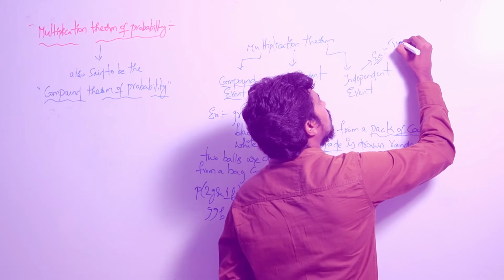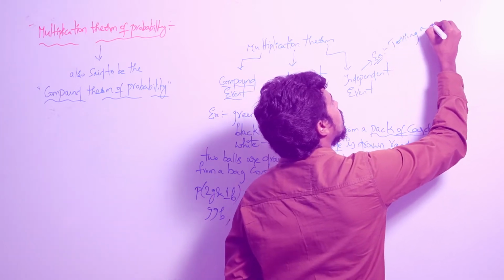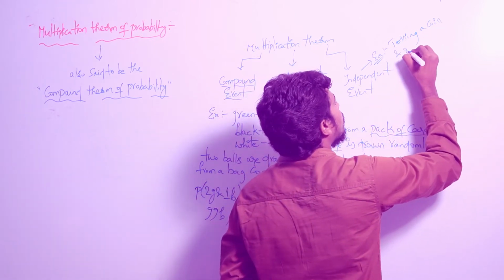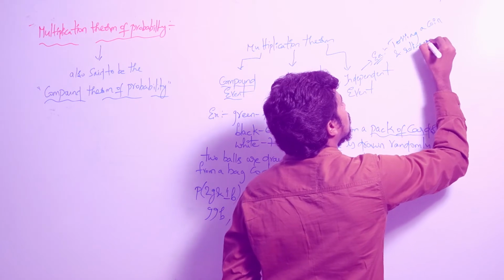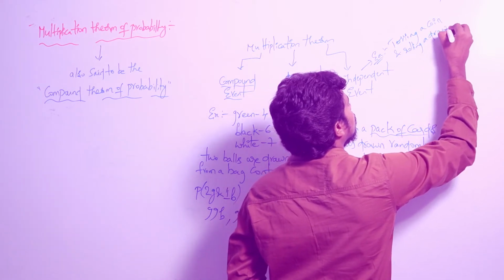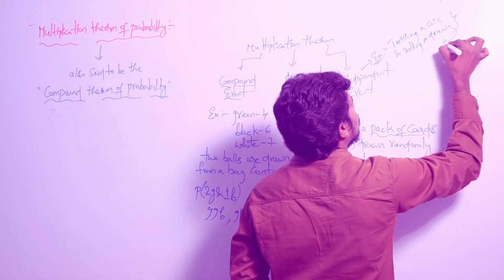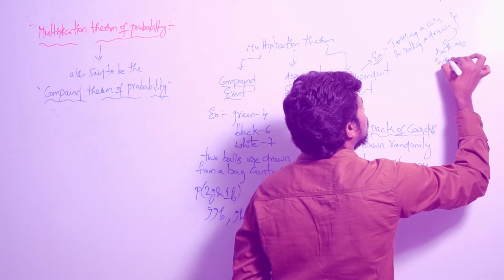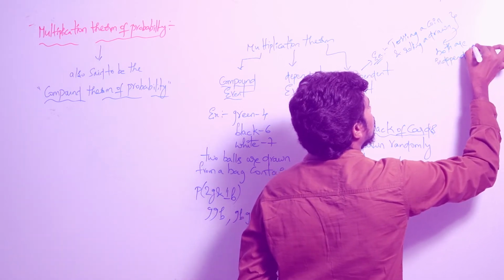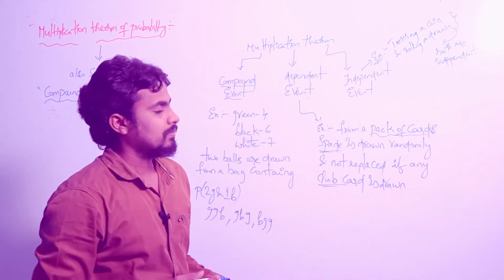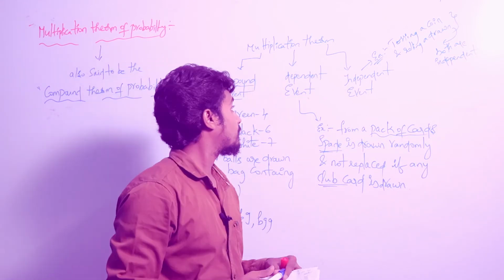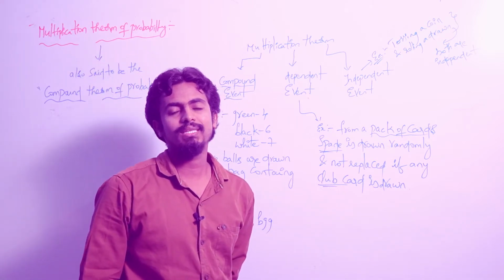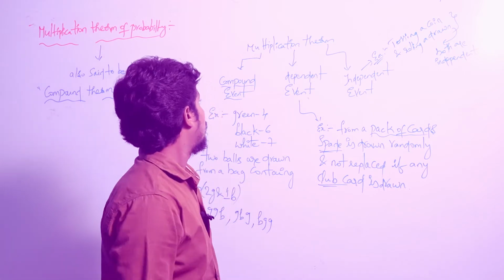Example: tossing a coin and rolling a dice. Both are independent. These were the examples for the compound event, dependent event as well as the independent event. Let's see one problem based on these events.